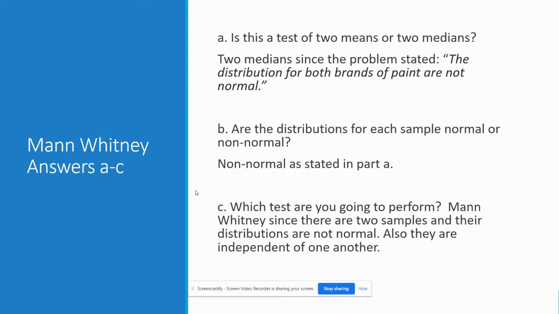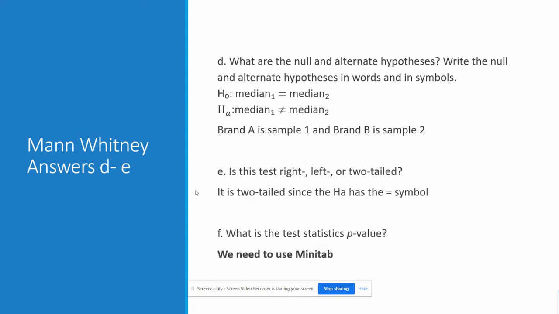All right, is this a test of 2 means or 2 medians? We're going to do 2 medians because the distributions of both brands of paint are not normal. So, are the distributions for each sample normal or non-normal? Again, I go back to part A because it said it was not normal, and I also saw it through the histograms and the normality plots. So which test are you going to perform? You're going to do the Mann-Whitney since there are 2 samples and their distributions are not normal. Also, they're independent of one another.